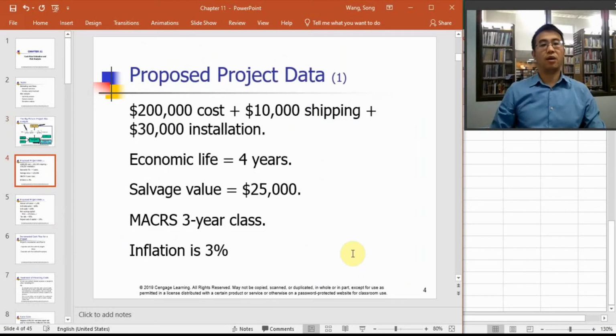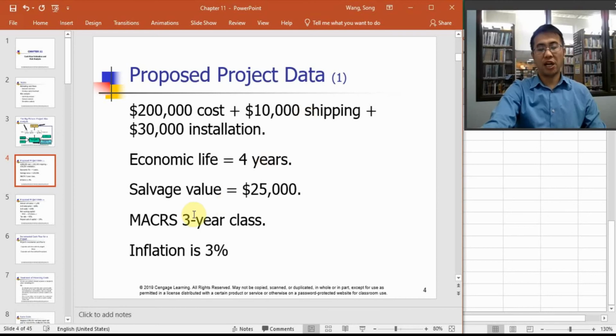All right. Here we have a project. Let's say this project lasts for 4 years, and the initial cost to buy the equipment is $200,000 plus $10,000 shipping cost plus $30,000 installation cost. If you are calculating the depreciation of this equipment, not only do you need to use the initial cost of it, the $200,000, but you also need to add the shipping and installation cost as a depreciation base.